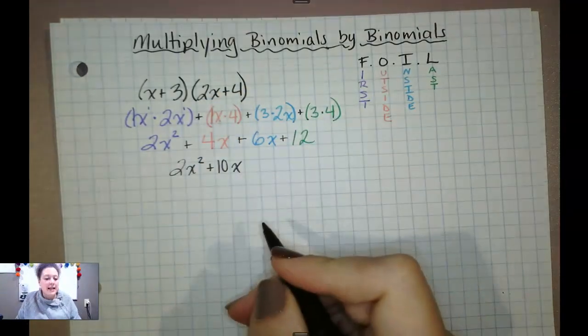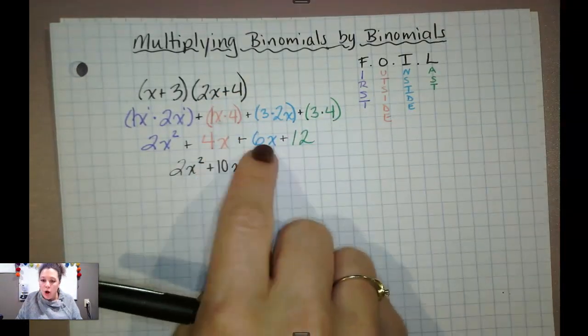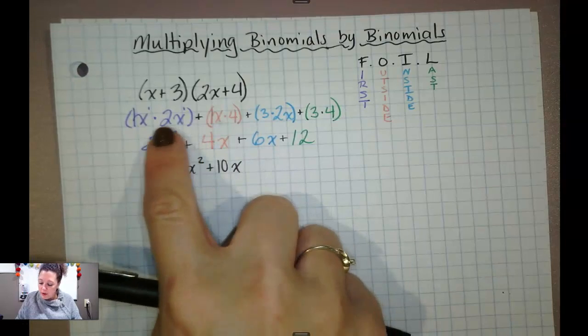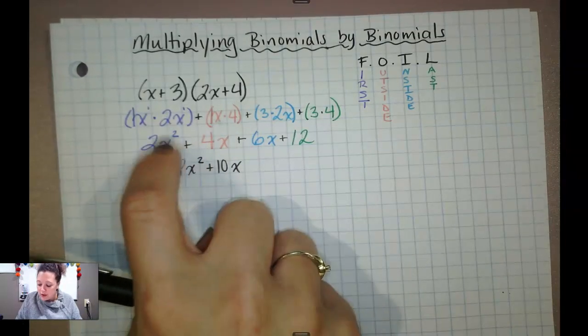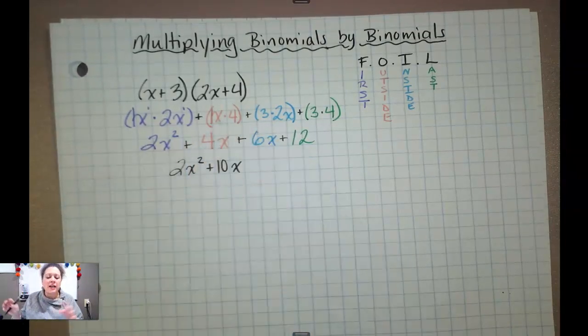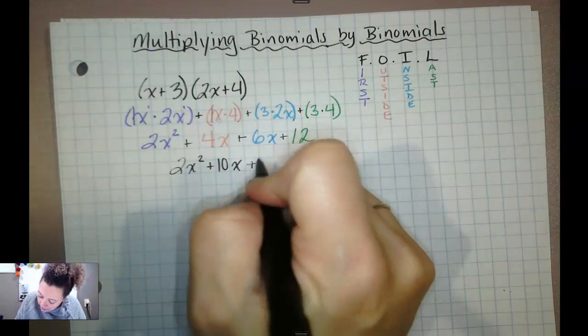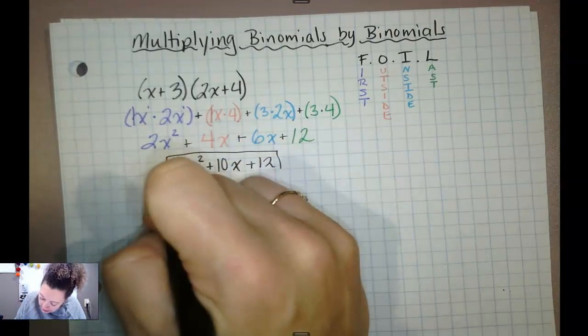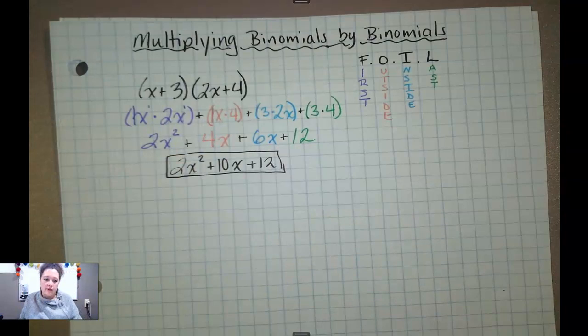It's not going to be 10x squared. We're not multiplying like we did up here. So up here we multiplied, which is why it's x squared. But down here we're just adding. So when we add the like terms together, we don't change the variable whatsoever. And then we just have the plus 12. And there is the final answer.